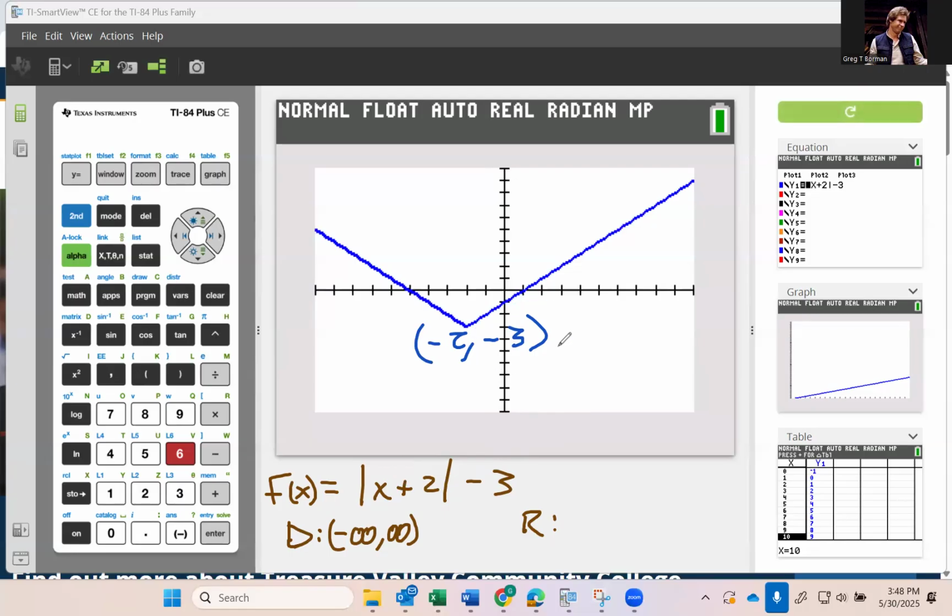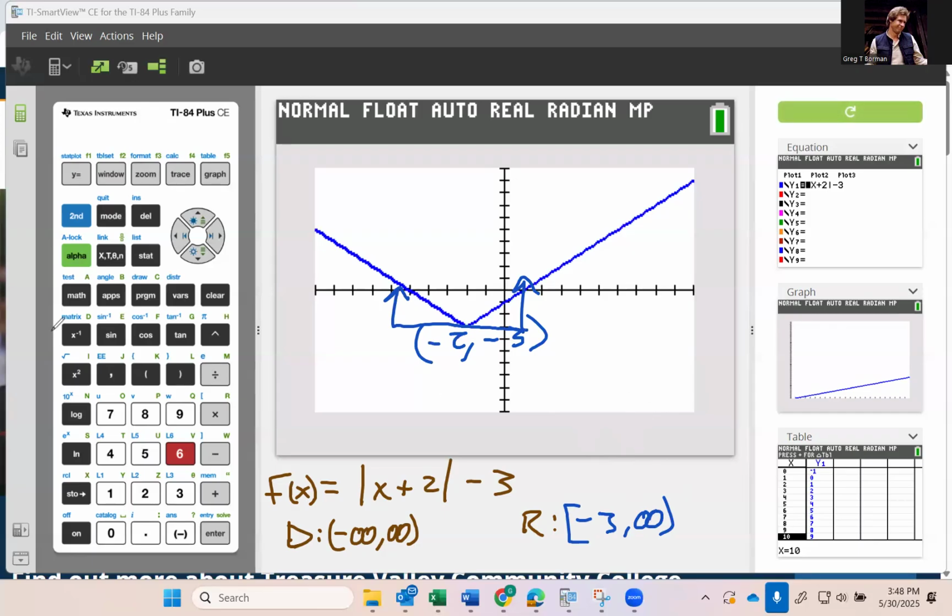which means the smallest y value that gets used is -3. So it's gonna use up everything from -3 on up. So our range is going to be everything from -3 on up to infinity. Okay. So that's the range. Just like any other function, the range is all the y values that are getting used.